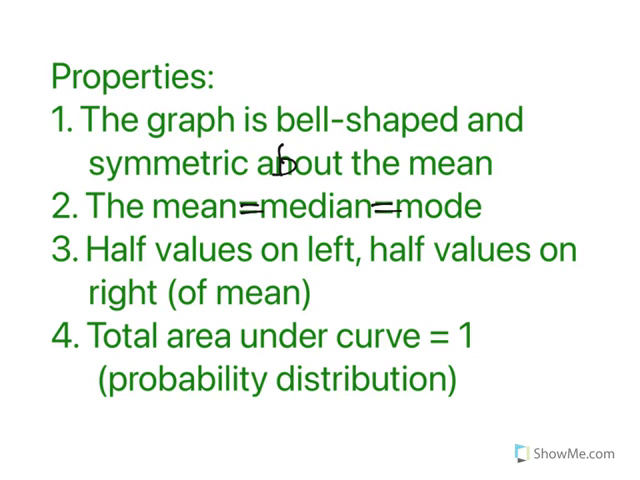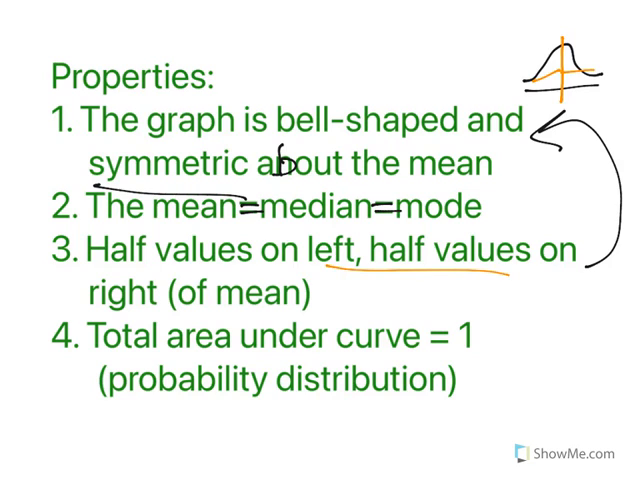So mean, median, mode, all the same. Half of the values are on the left and half of the values are on the right of the mean. That should make sense because of number 1 with the idea of being symmetric. Remember that symmetry: if we have a bell-shaped curve, symmetry is saying if we cut it down the middle, both sides are the same, half on each side. And the total area under the curve is 1 because, again, we're talking about a probability distribution. And if you add all the probabilities of one thing together, they equal 1, right? Because 1 is 100%, which is all.